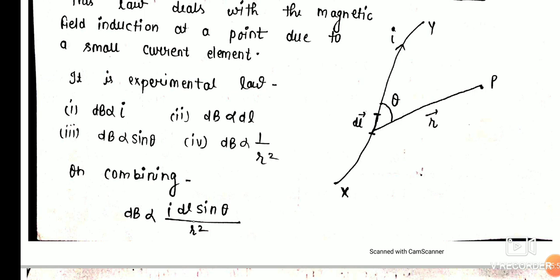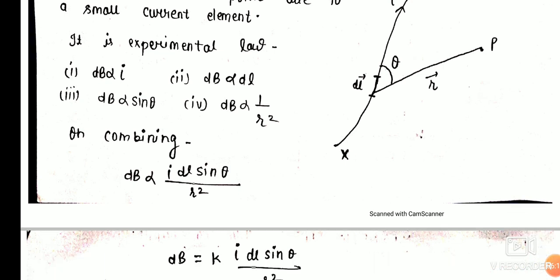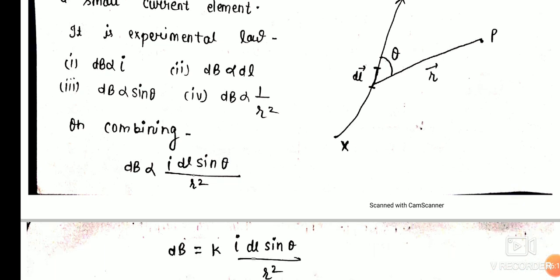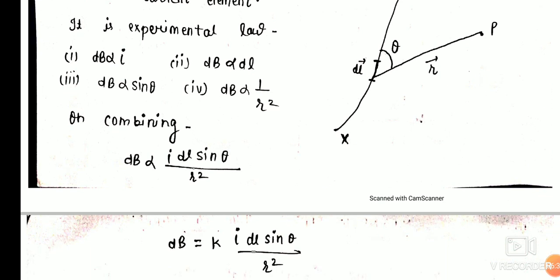The third experimental proof is that dB is directly proportional to sin theta, where theta is the angle between dl and the displacement vector r. The fourth point is that dB is inversely proportional to r square. r is the distance between dl and point P, and P is the point at which we have to find the magnetic field. On combining, dB is directly proportional to I dl sin theta upon r square.